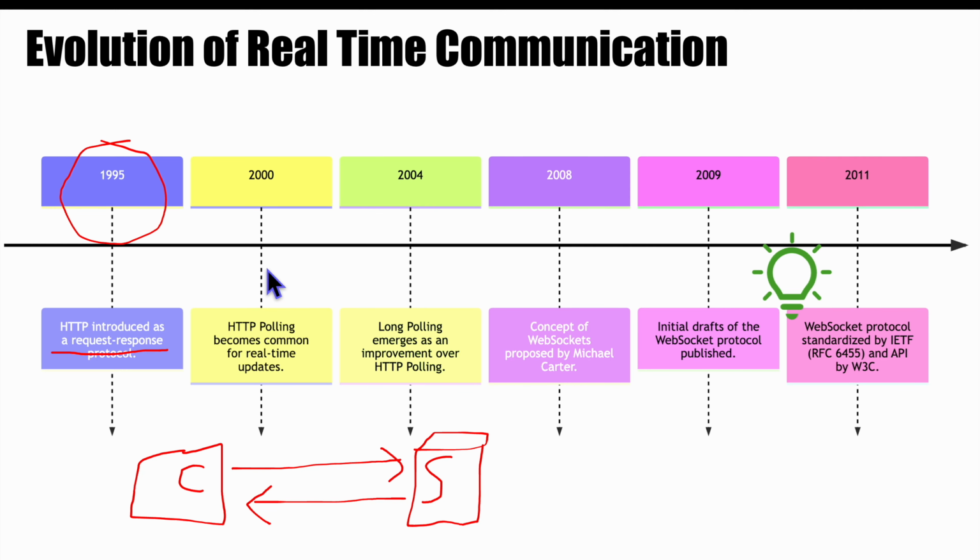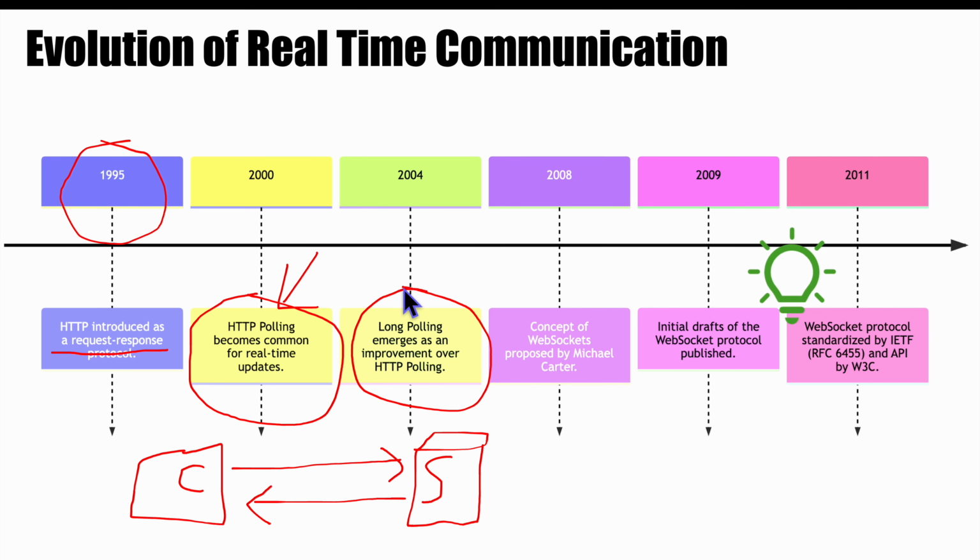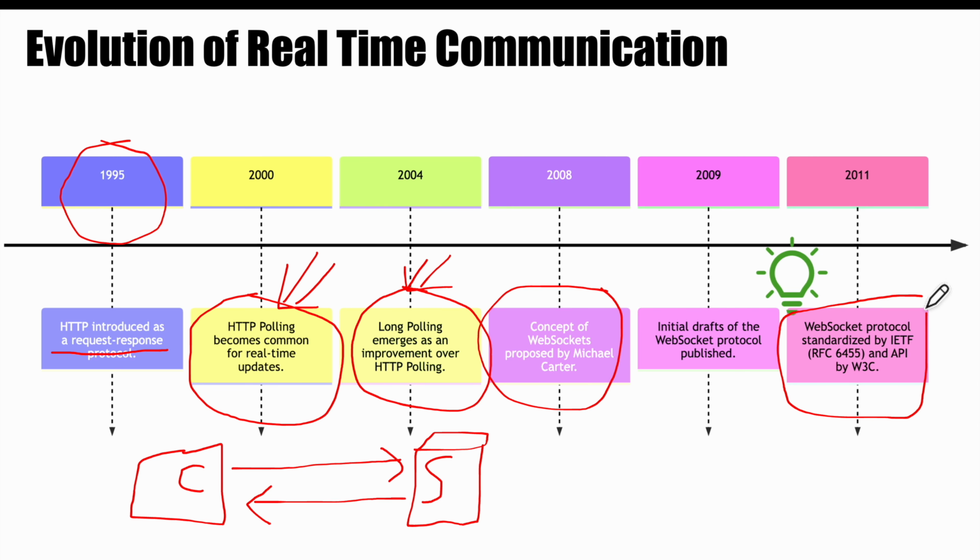That's where around 2000, HTTP polling became common for real-time updates. We shall see what HTTP polling is. HTTP polling had its own disadvantages. So around 2004, we came up with the concept of HTTP long polling. Both of them have problems, and we are going to see what problems they have. Around 2008 is when the concept of WebSockets came into the picture. It became an RFC around 2011, and it has been prominent since 2011.